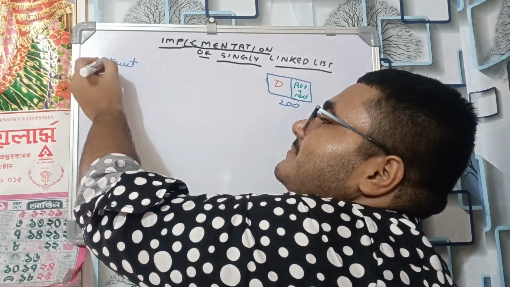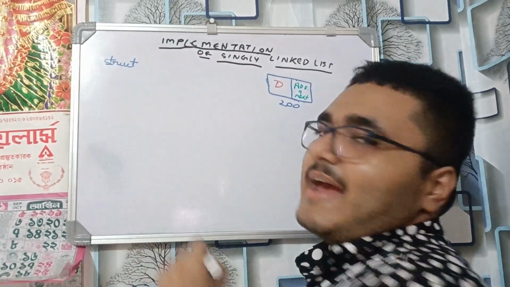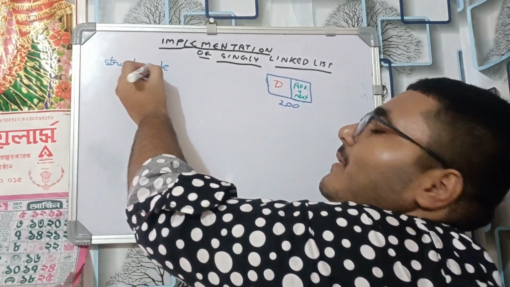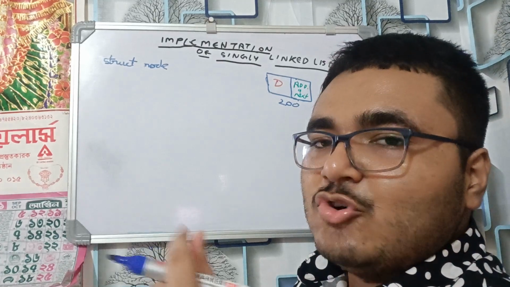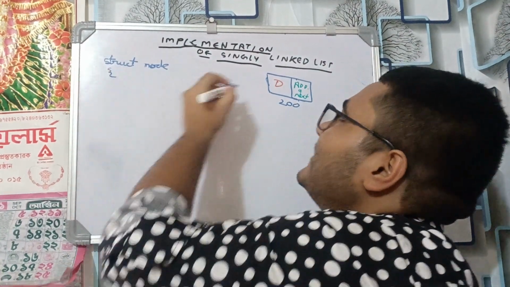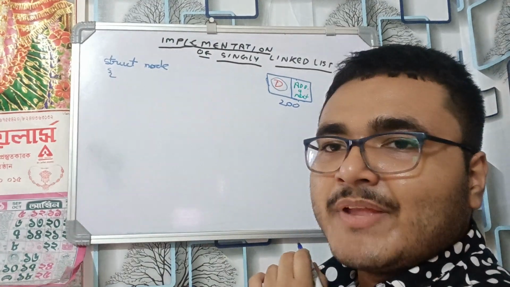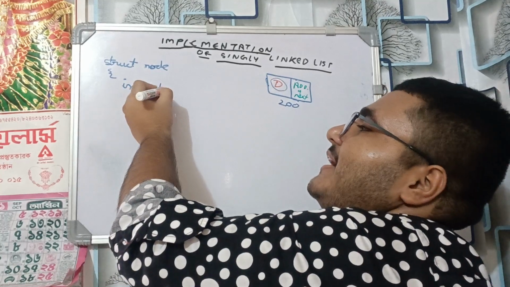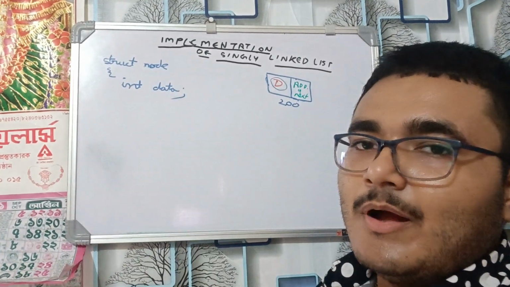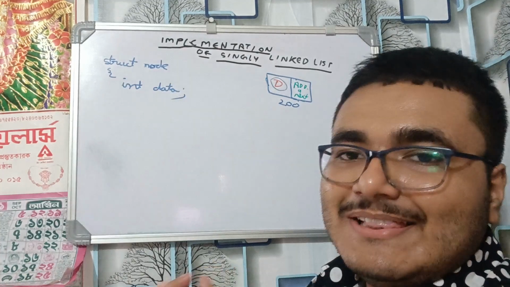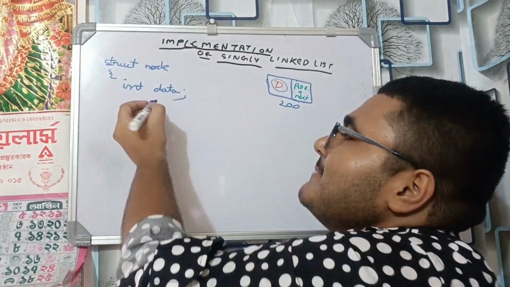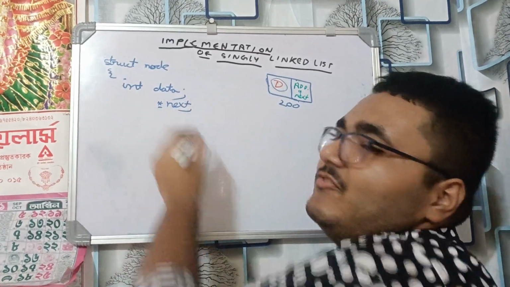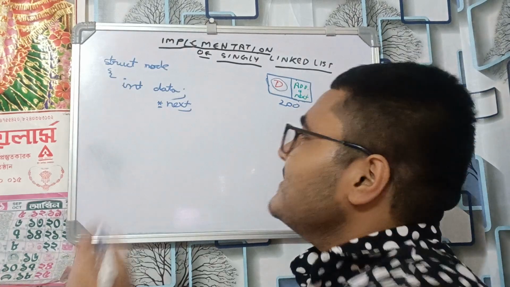So struct, and say I am taking the name node. In the node there will be one part containing data. The data will have some data type, say I am taking int, integer type of data. And another portion will be a link to the next node. So say I am taking the name of the variable next. Now why am I giving this star symbol?